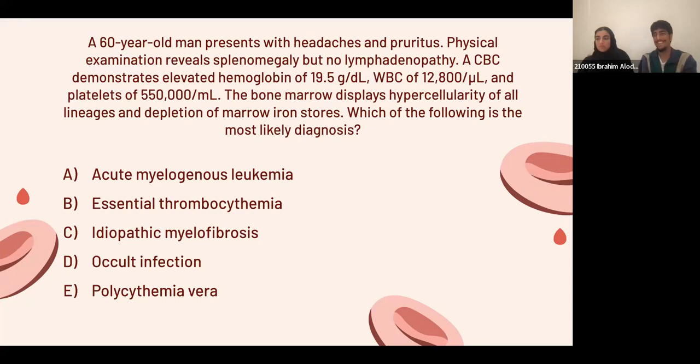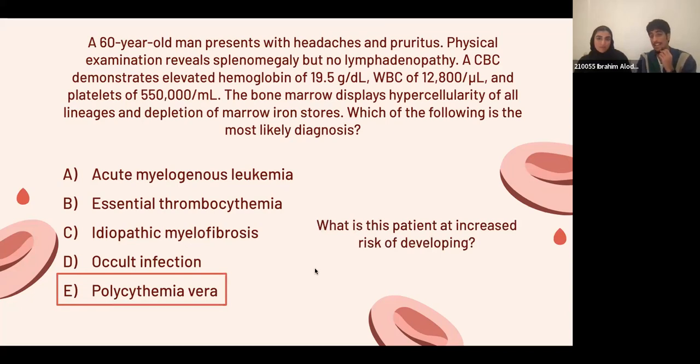Okay. E. What else? One more answer. There we go. Correct. It's polycythemia vera. So, what is this patient at an increased risk of developing? DVT. That's true. Anything else?